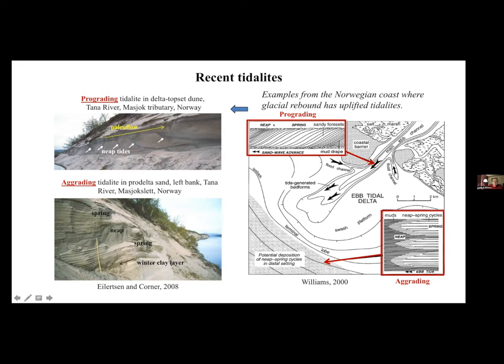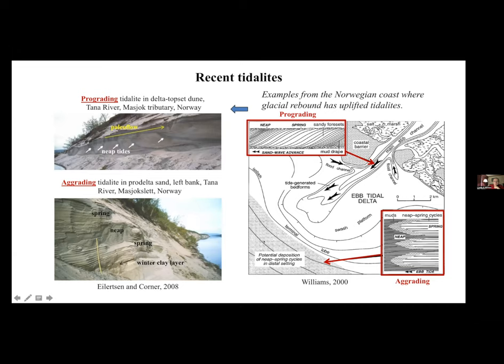So this shows an example in Norway, up in the Tana River, up in the north. This is an area that now has been uplifted because of glacial isostatic readjustment. So it used to be underwater, but now it has been pushed up above. And you can see these neap tides here separated by these spring tides, and the paleoflow in this case is moving to the right. So that is known as a prograding tidalite.